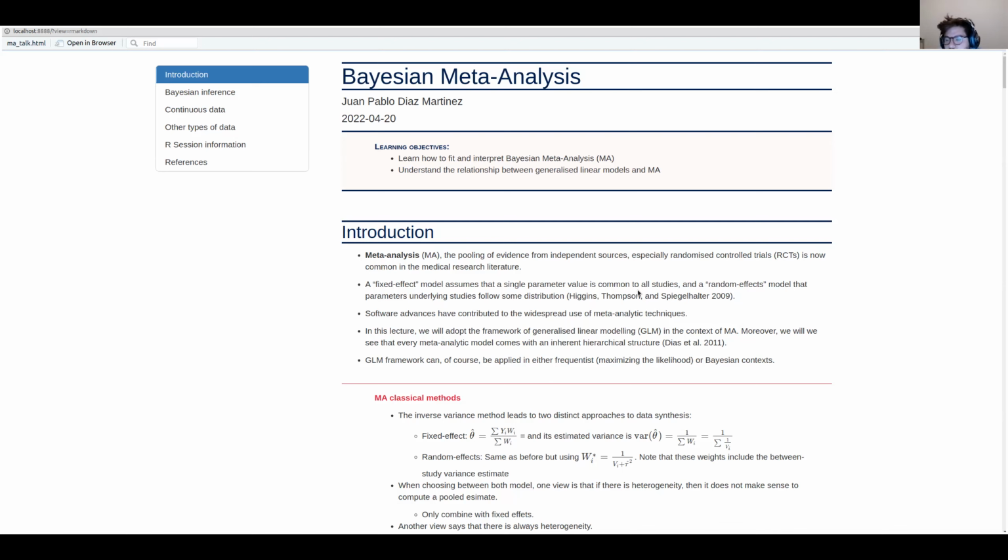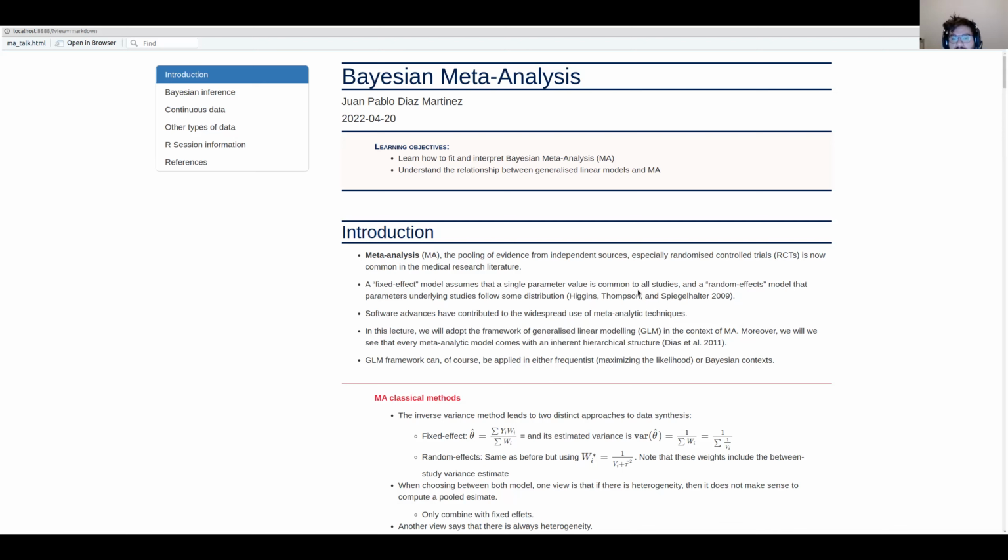Today we're going to learn a small background about what a meta-analysis is and why Bayesian, and then we're going to see the relationship between generalized linear models and a meta-analysis. Basically, what I'm trying to say is that a meta-analysis, no matter the inference, whether maximizing the likelihood or Bayesian, can be seen as a generalized linear model.